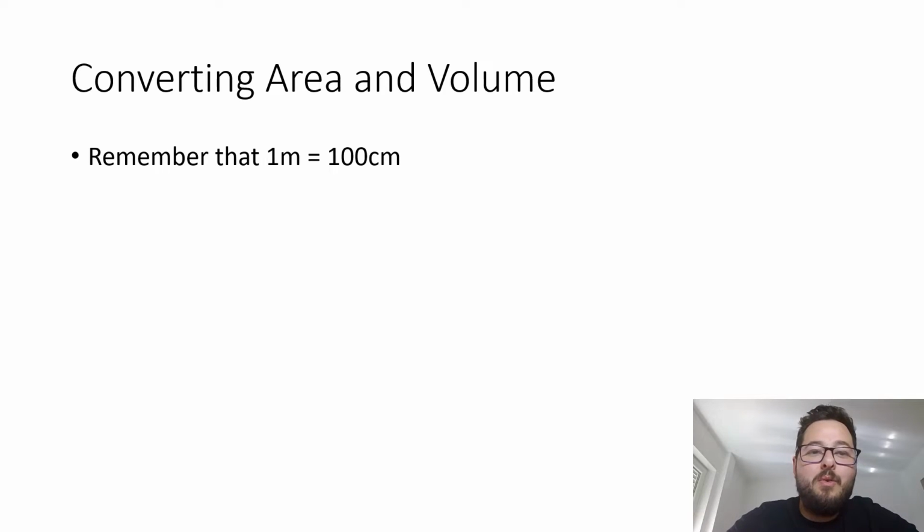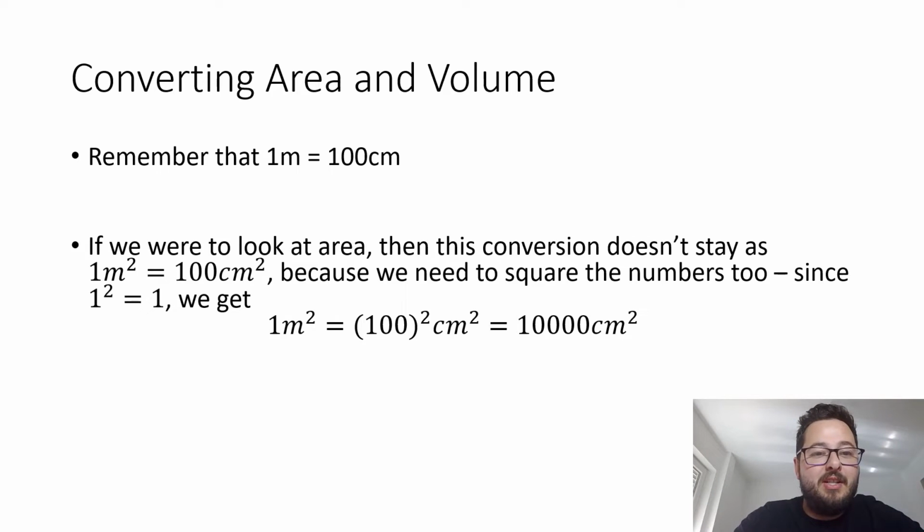Alright then, so first let's remember a simple fact that 1 metre is the same as 100 centimetres. So if we're looking at things like length, you can just use all those conversions you already know. 1 kilometre is 1,000 metres, 1 metre is 100 centimetres, 1 centimetre is 10 millimetres, and so on. But then if we go into area and volume, it changes a little bit.